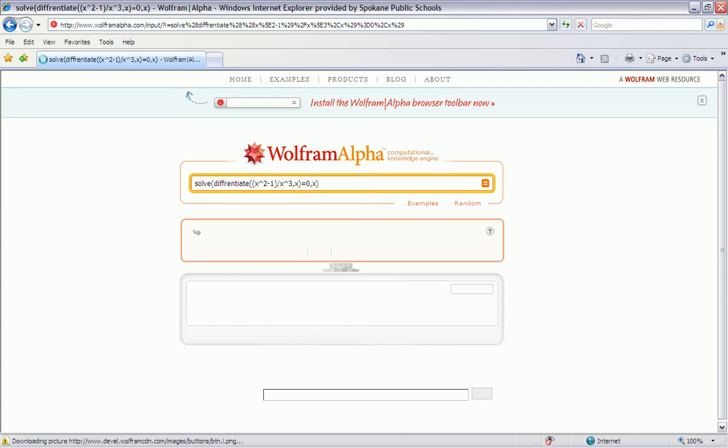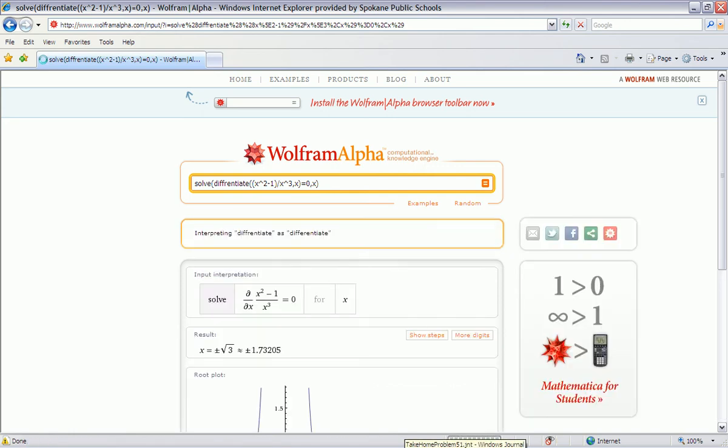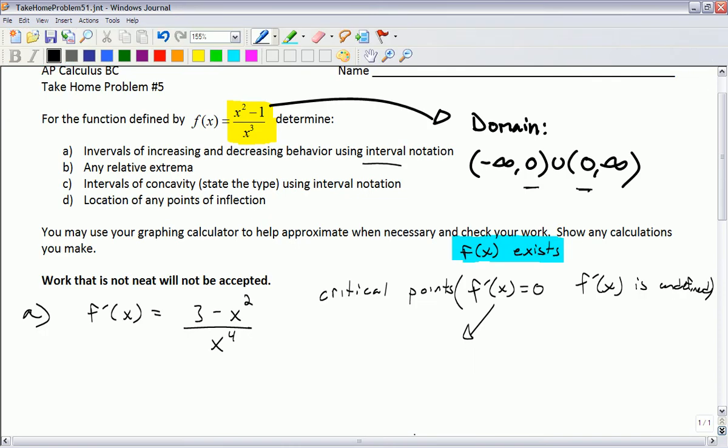You know, if we go back, it says when's the derivative of that 0? It's at plus or minus 1.732. And that certainly would have been revealed if we would have solved this thing by hand.